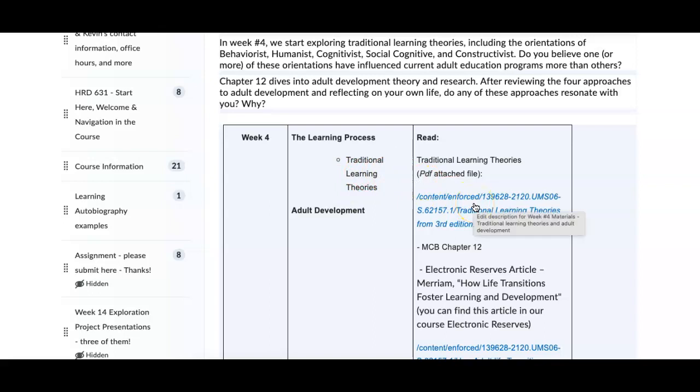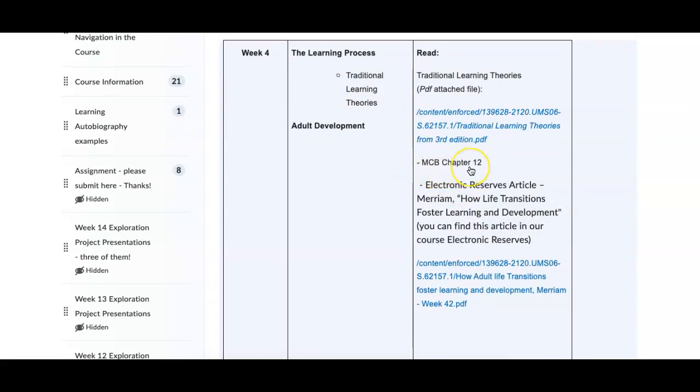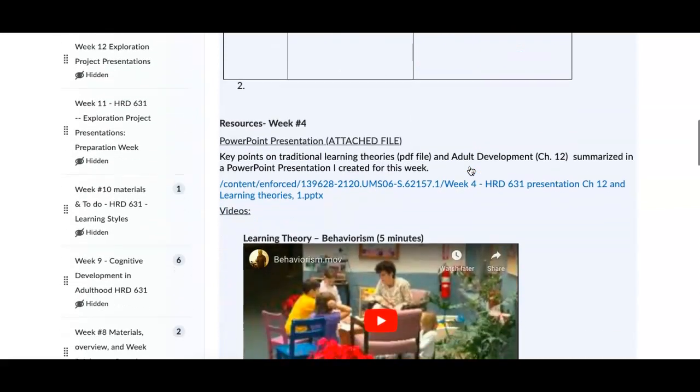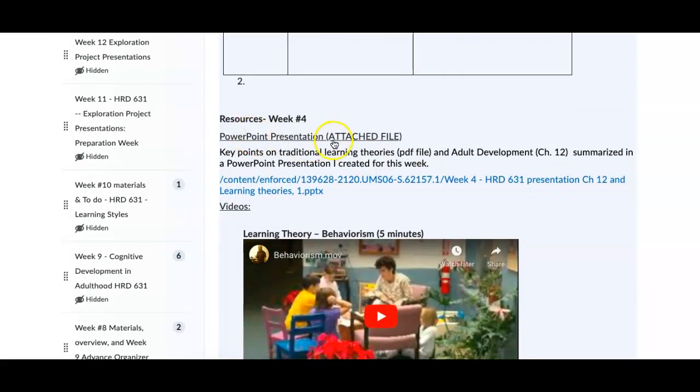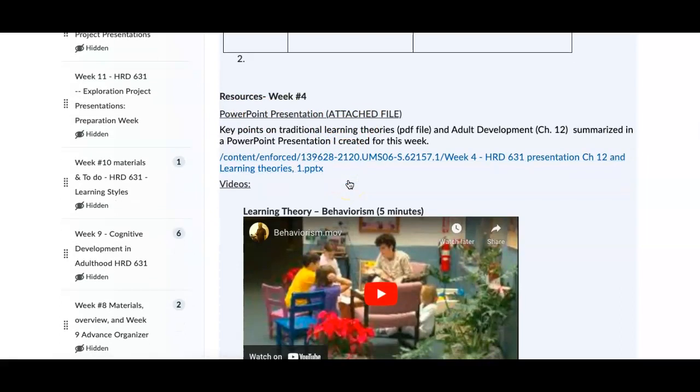Please take a look at the learning theories here. Chapter 12. I have a PowerPoint presentation. This is attached. Don't worry, you're just going to plow through it. You'll see what I wrote in there.